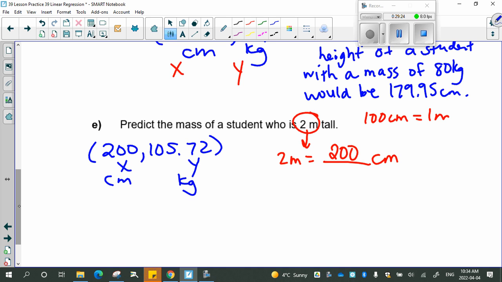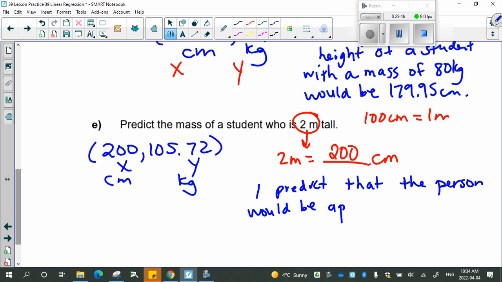Predicts the mass of a student who is 2 meters tall. So I predict that the person would be approximately 105.72 kilograms in weight.